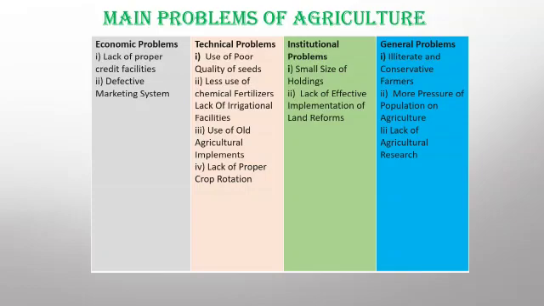The third technical problem is lack of irrigational facilities. Lack of irrigational facilities is one of the causes of backwardness of Indian agriculture. Only 40% of the land has been brought under irrigation.